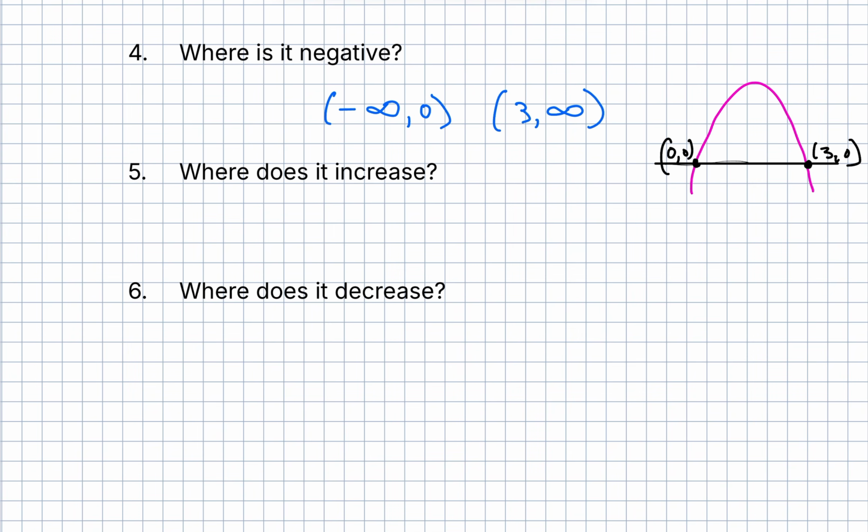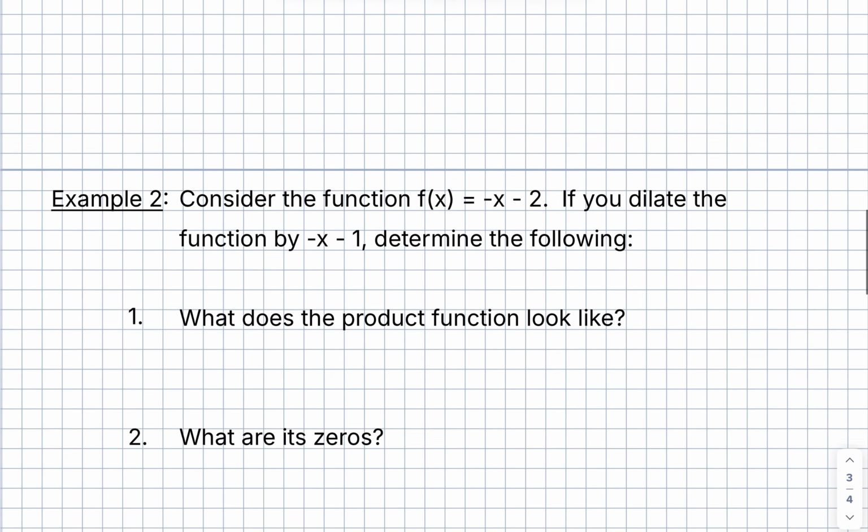Well, how do we do that? Well, the midpoint is found by adding those two numbers together. So 0 plus 3, and we're going to divide by 2. And that works out to 3/2. Okay? So that means that the function increases from negative infinity all the way to 3/2, and then it decreases from 3/2 to positive infinity. Okay? All right, so let's move on to the next example.